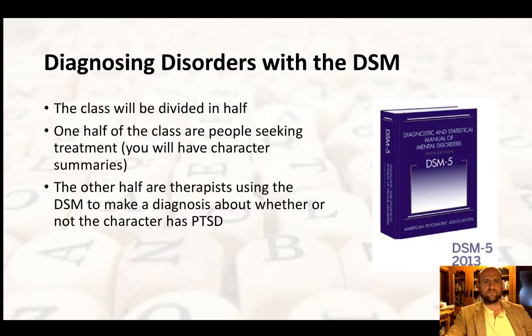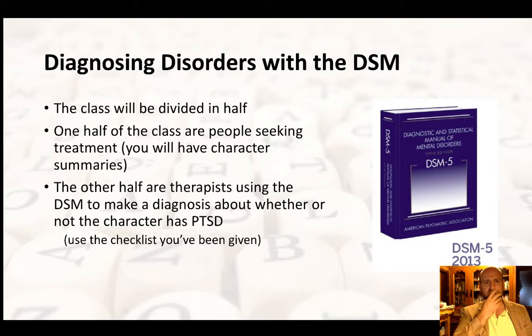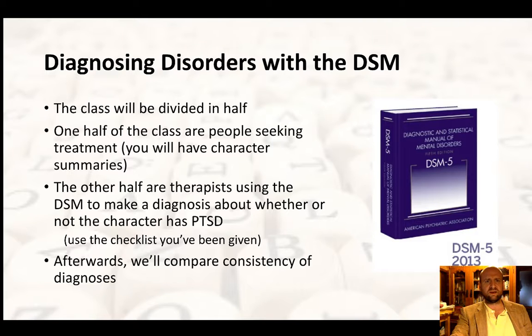There's another activity where you divide the class in half. Half are the psychologists, the therapists, the other half are people seeking treatment, and they're going to see whether or not they'd get a diagnosis if they have PTSD. They've got a checklist there, and the character summaries are again in the activities files. It's pretty hard to explain this verbally. I think go and have a look at the cards, cut them out, and try and wrap your head around it.